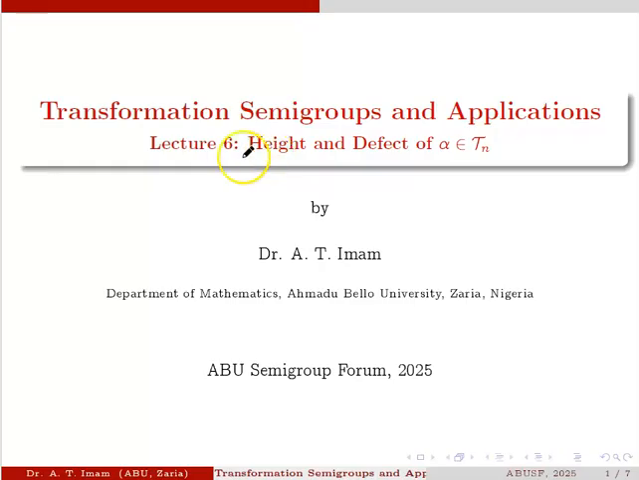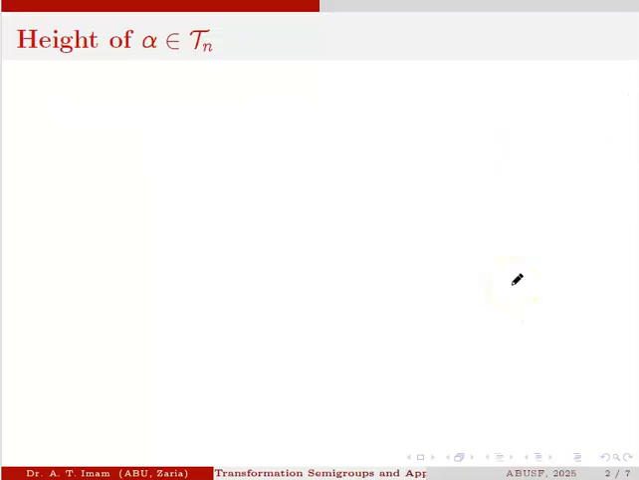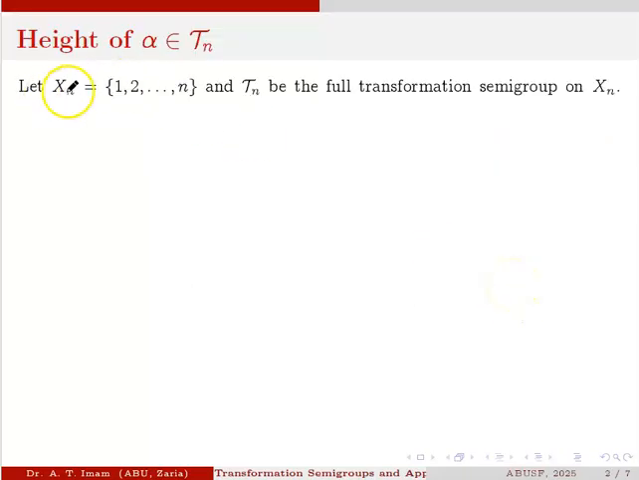In this lecture, we are going to talk about height and defect of a finite full transformation. So let Xn be a set of 1 to n elements, a finite set of n elements, and denote by Tn the full transformation semigroup on Xn.